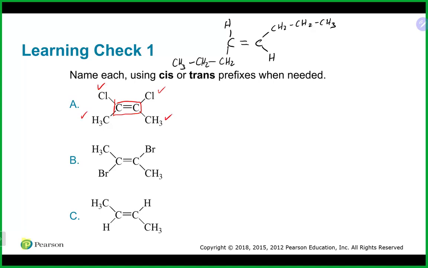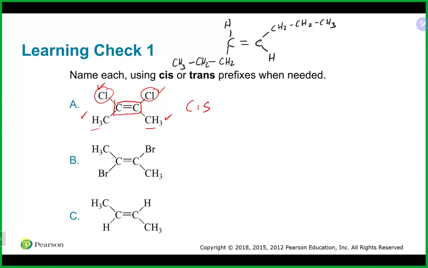Again, if you had two of the same thing on the same carbon of that double bond, you could not have cis or trans. It would not be possible. Now we want to look for groups that are the same on opposite carbons, and you have your choice in this case, the chlorines, or you could look at the methyl groups if you like. Both chlorines are on the same side of the double bond, and that would make this a cis isomer. Any question on that one?